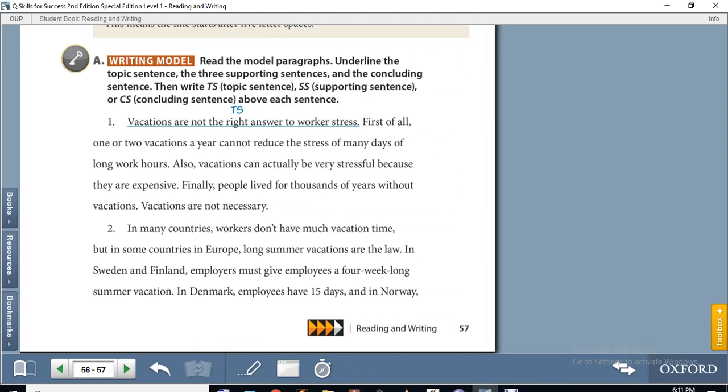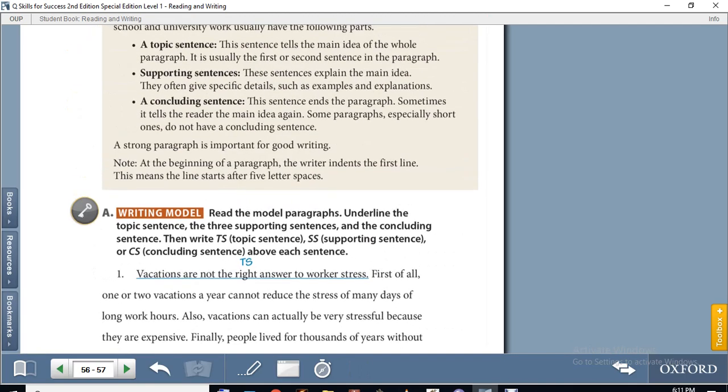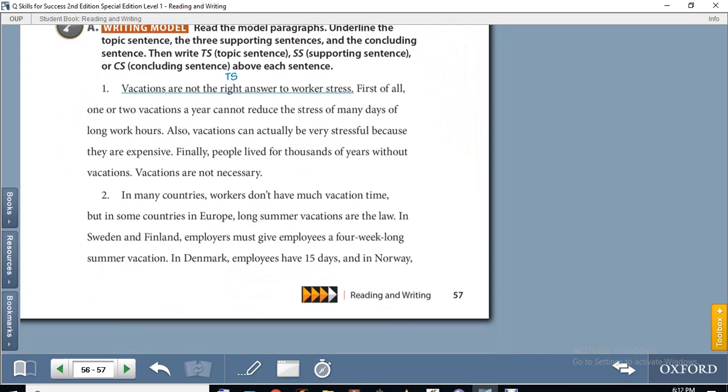So, all these paragraphs have in common that sentence 1 is the topic sentence, the last sentence is the concluding sentence, and all the sentences in the middle are supporting sentences. This is in relation to these paragraphs. Moving on.